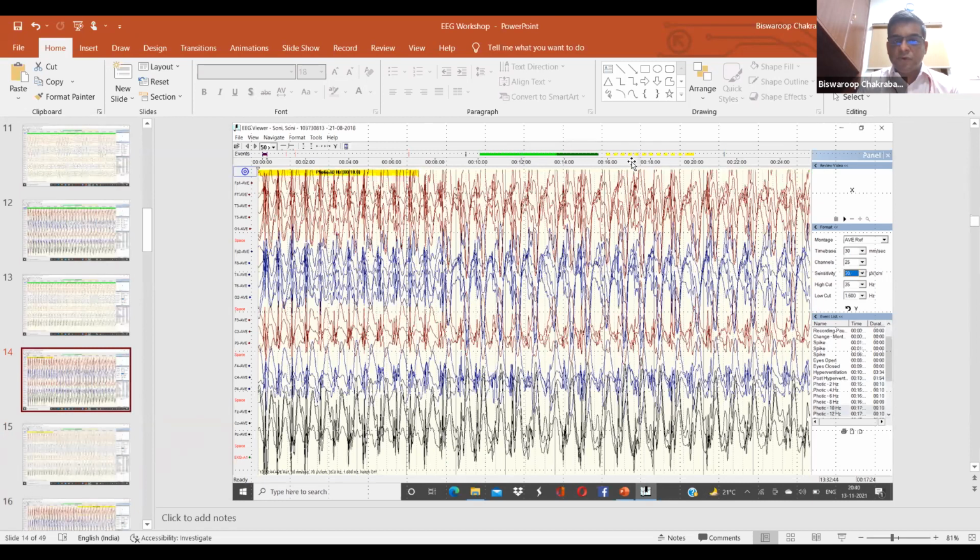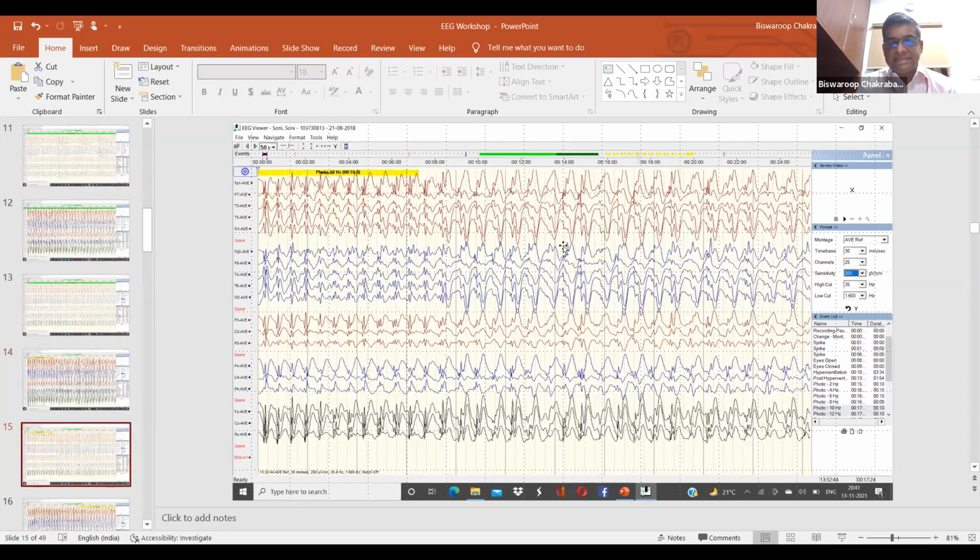Now this yellow part is photic stimulation. And you see the same thing with photic stimulation. To make the morphology clearer, we slightly increase the sensitivity. And you can see this 3 to 4 Hz, 1, 2, 3, 1, 2, 3, and some polyspikes in between. 3 to 4 Hz spike, polyspike wave activity also with photic stimulation. So both with hyperventilation as well as photic stimulation.